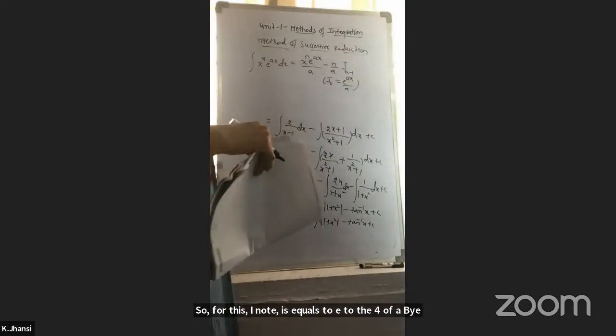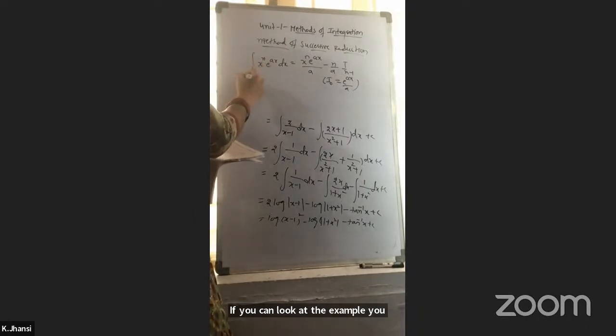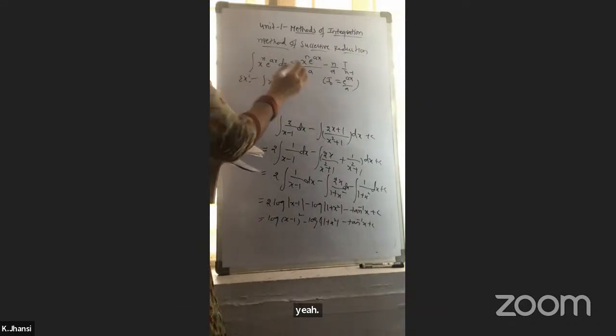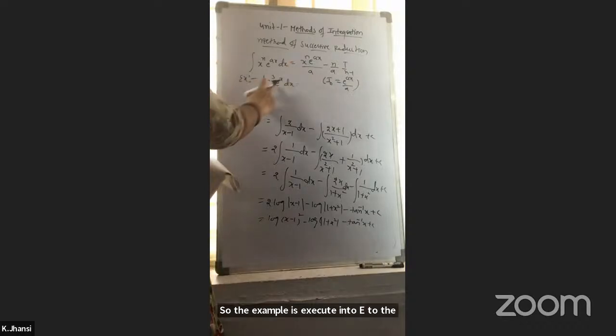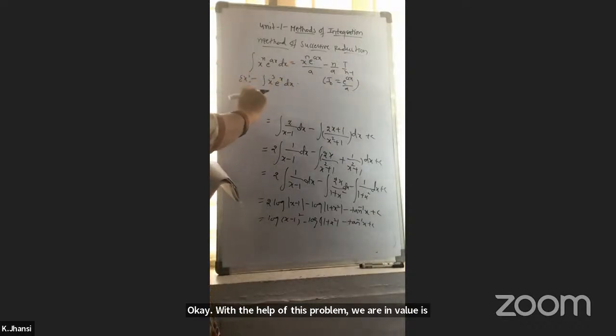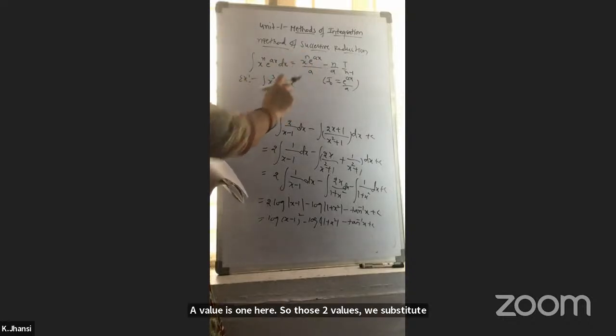This you can do with the example you have in your textbook, that you try by substituting in this formula. So the example is x cube into e to the power of x dx. Okay. With the help of this formula, here n value is 3, a value is 1 here. Nothing is there means it is 1. So those two values you substitute in the formula, you get the answer.